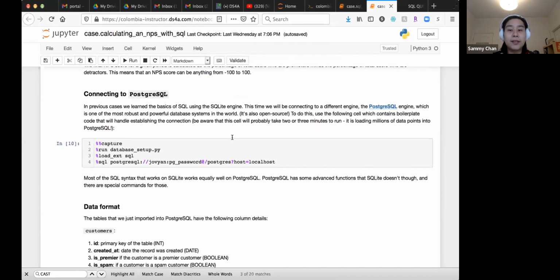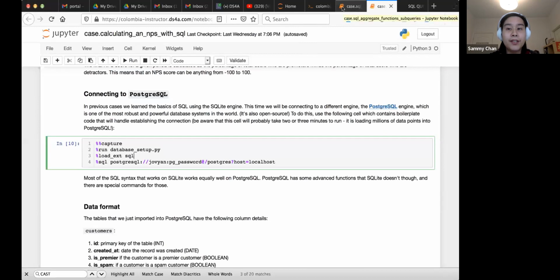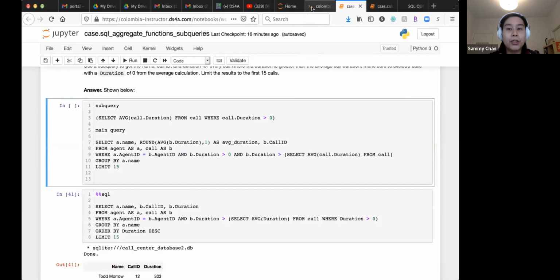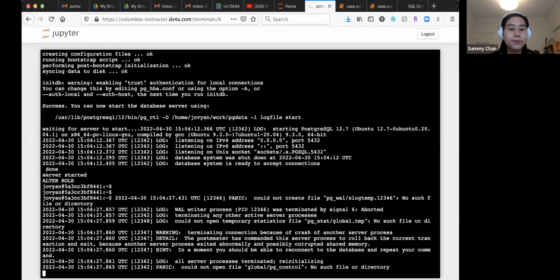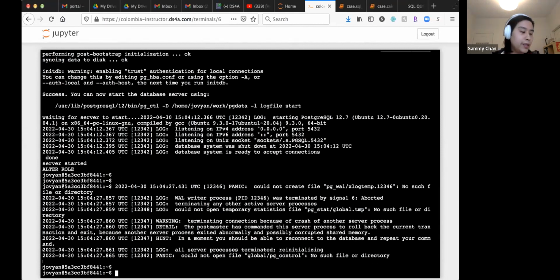Like I said, in this case, we'll be using PostgreSQL. So what you need to do is first go to your workspace and then open a new terminal. And then in the new terminal, you would need to run this script.